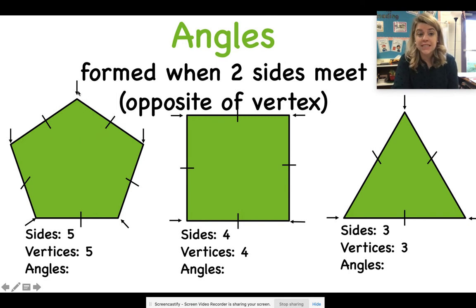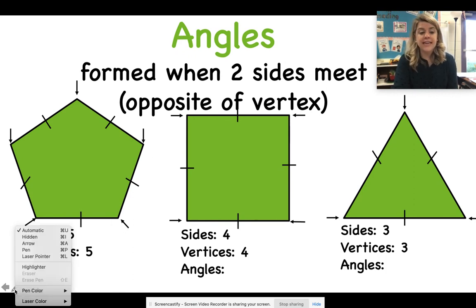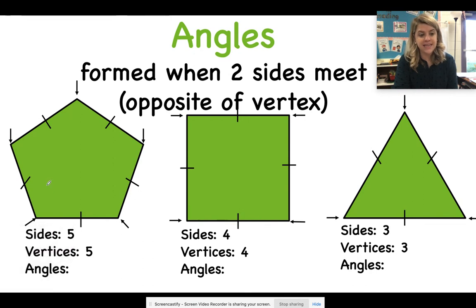Okay, I have marked the vertices where I'm pointing with the arrows. And now I'm going to show you what an angle is. An angle is formed when two sides meet. And if you think about this, you might say, oh, but that sounds like a vertex. Okay? The vertex is where they meet. So here is where they meet at the tippy top, right? An angle is the inside of that meeting point.